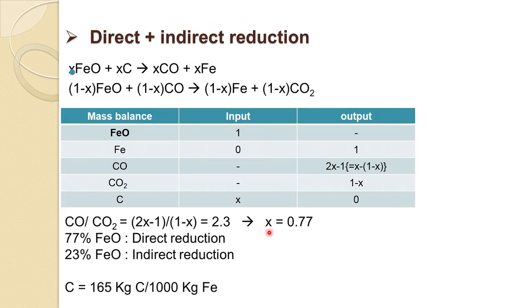So with this sort of 77% and 23% ratio from hematite to iron, you have sufficient CO utilization factor or sufficient CO to reduce it from top to bottom and get the iron by consuming only 165 kg carbon per ton of iron.